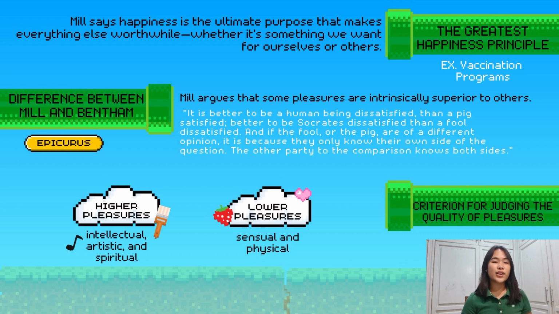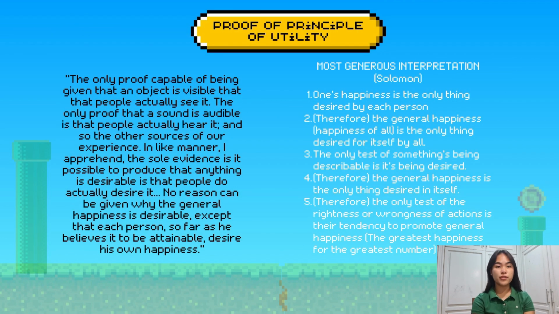Let's take a look at the criterion for judging the quality of pleasure according to Mill. He states that the higher pleasures are intellectual, artistic, and spiritual, such as reading, poetry, speculating about nature or the cosmos, enjoying music and the visual arts, etc. On the other hand, the lower pleasures are more sensual and physical, such as eating good food, intercourse, and other physical stimulation.